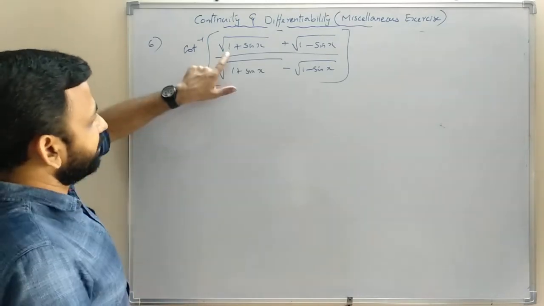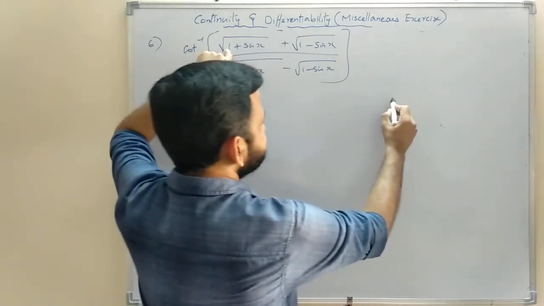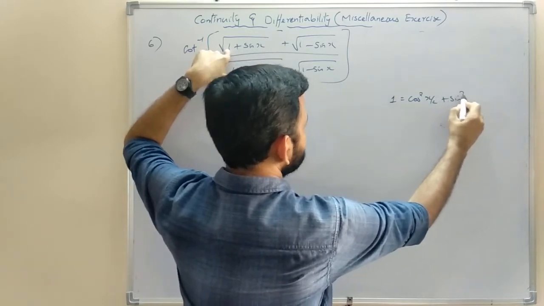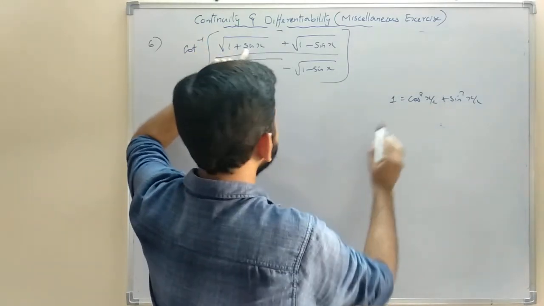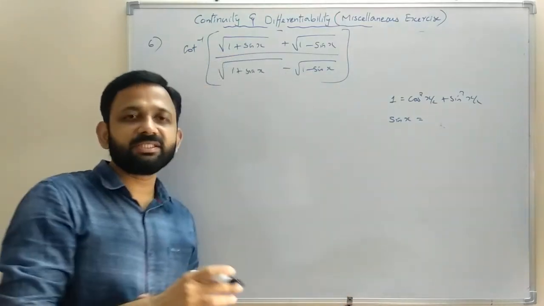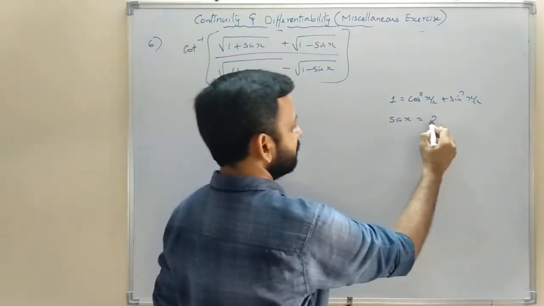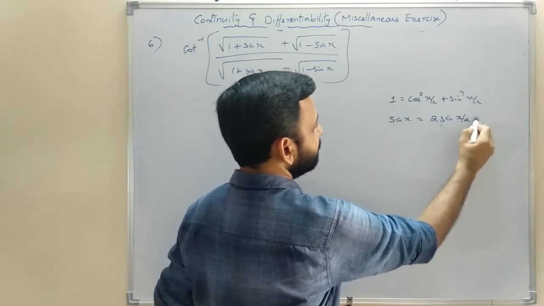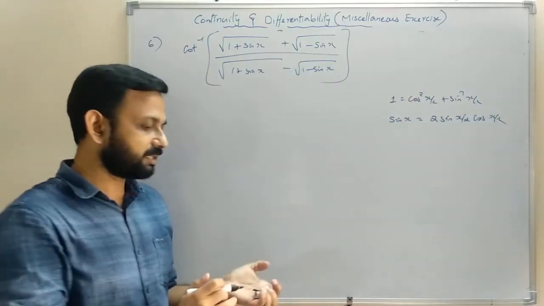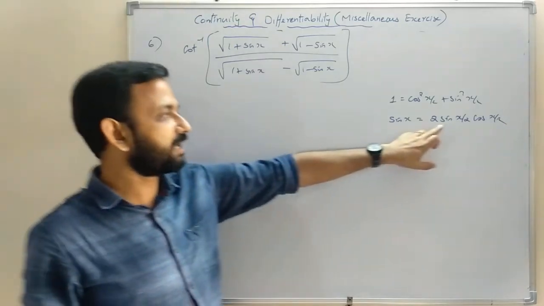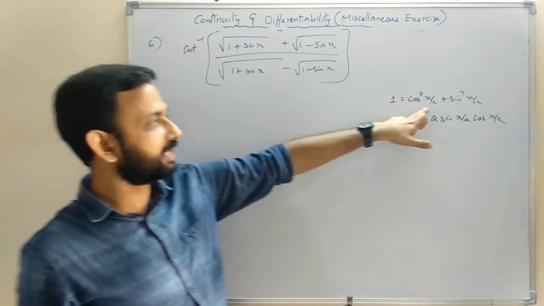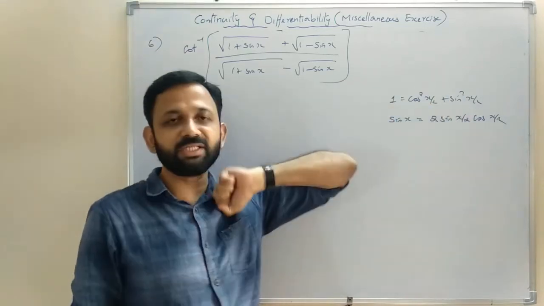So here we will replace 1 by cos square x by 2 plus sin square x by 2, and we will replace sin x. sin 2x is equal to 2 sin x cos x, therefore sin x is equal to 2 sin x by 2 cos x by 2. We applied this formula in some other questions. So sin x can be replaced by 2 sin x by 2 cos x by 2, and 1 can be replaced by cos square x by 2 plus sin square x by 2.